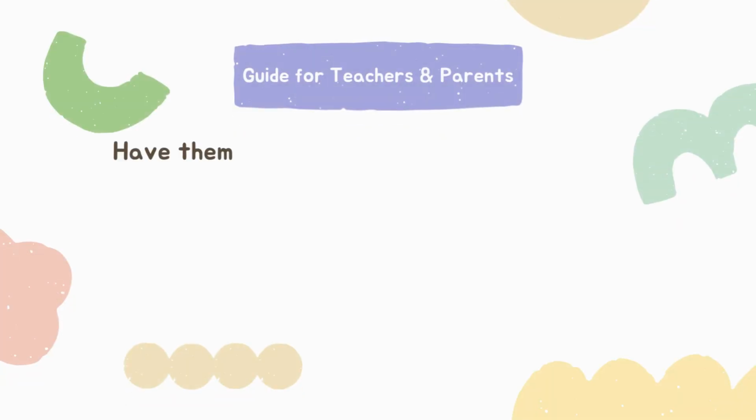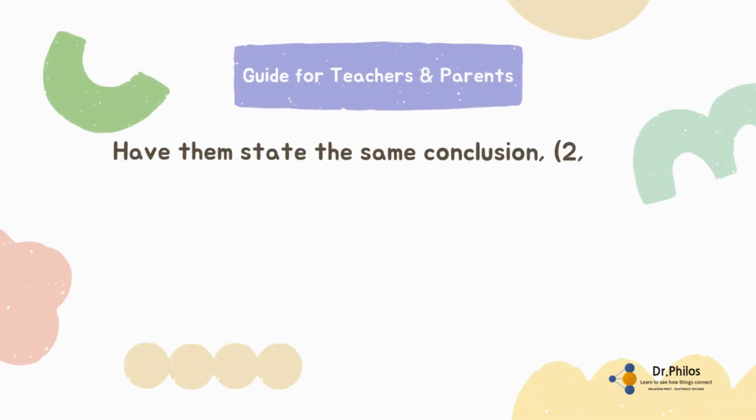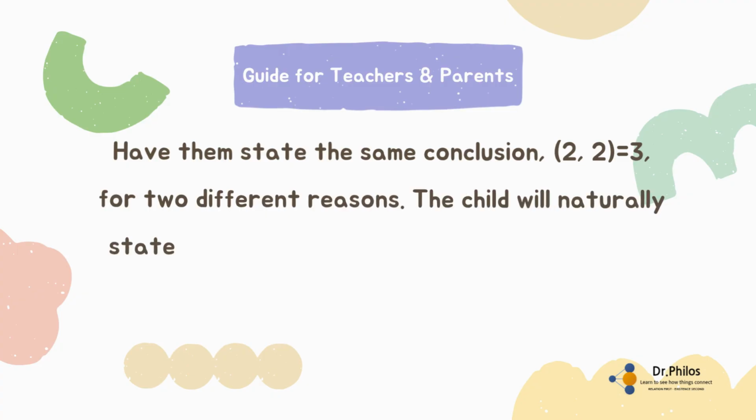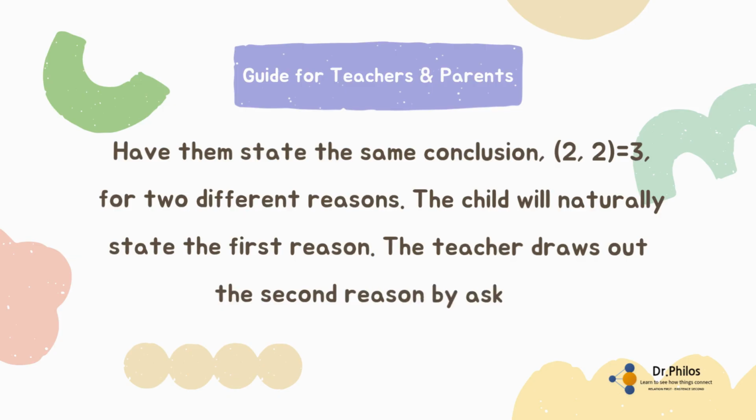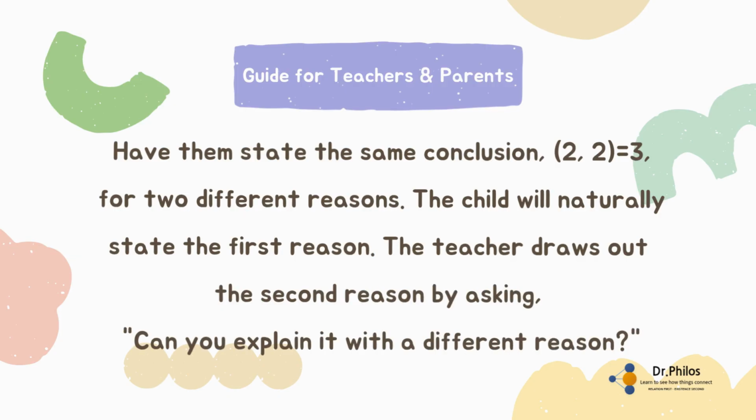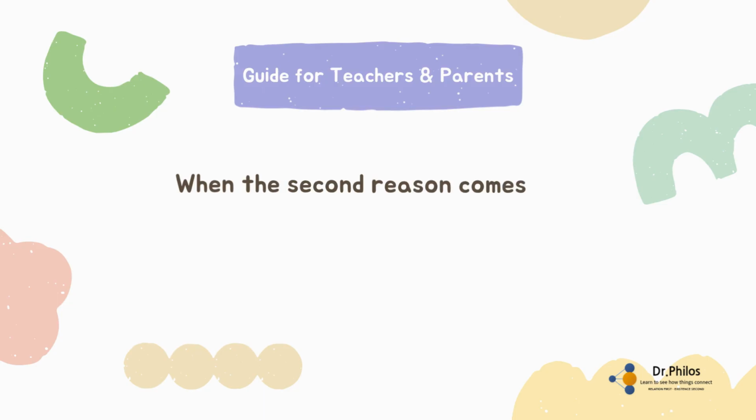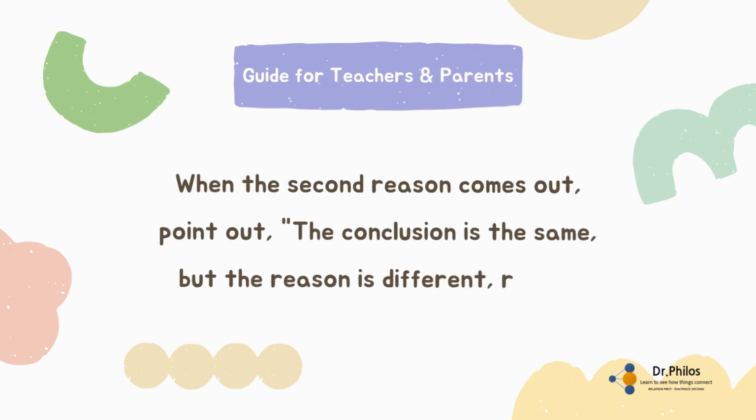Have them state the same conclusion. 2, 2 is 3 for 2 different reasons. The child will naturally state the first reason. The teacher draws out the second reason by asking, "Can you explain it with a different reason?" When the second reason comes out, point out, the conclusion is the same, but the reason is different, right?